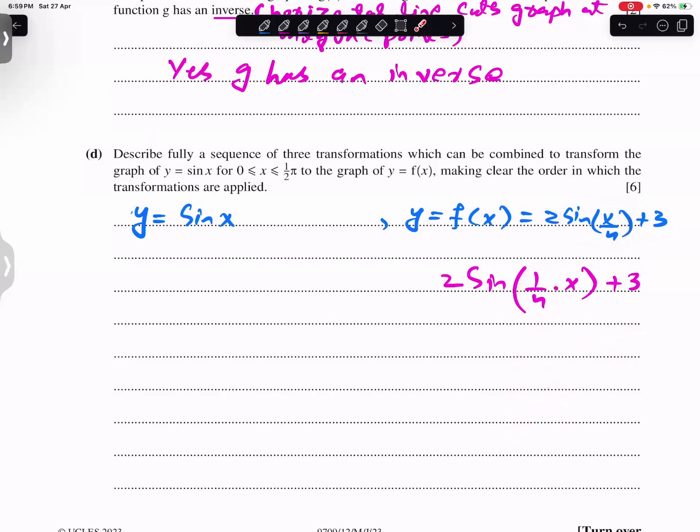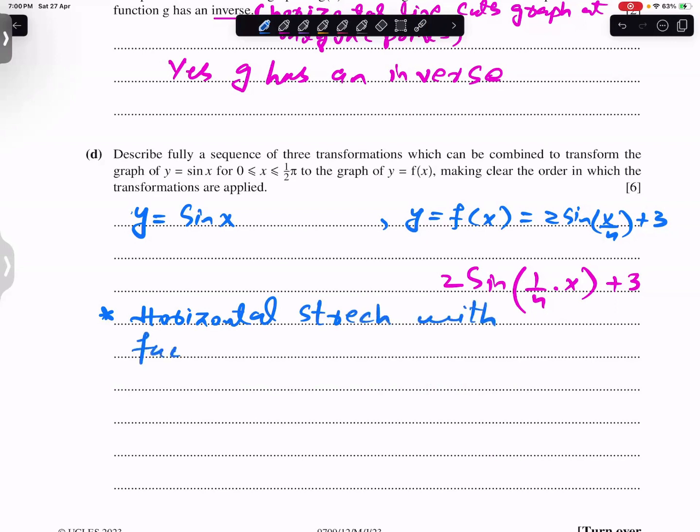In the previous paper, we also studied the meaning of this 3. This is a vertical translation of 3 units in the upward direction. And the meaning of this 2 is a vertical stretch with factor 2. So now let me write, first of all, the horizontal stretch with factor 1 over 1 over 4, which is 4.